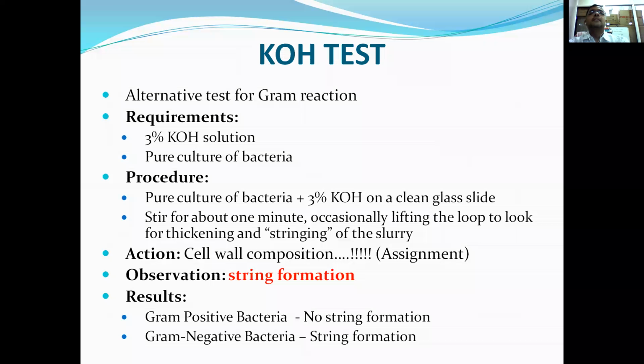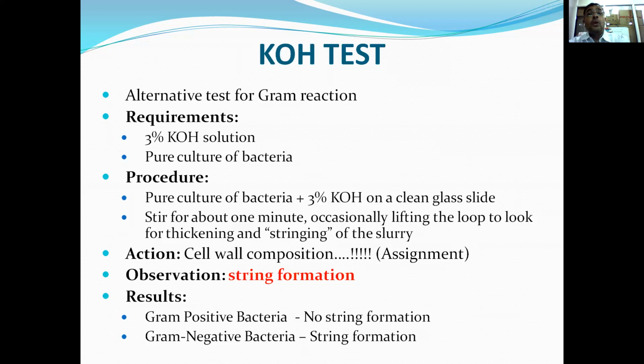The procedure is very simple. On a clean slide, take a drop of 3% KOH, then take a pure culture with the help of a platinum loop and mix this KOH solution with the colony for 1 minute, and intermittently lift the loop. If you lift the loop and it produces a string or thread-like viscosity, then you can say that your test is positive.